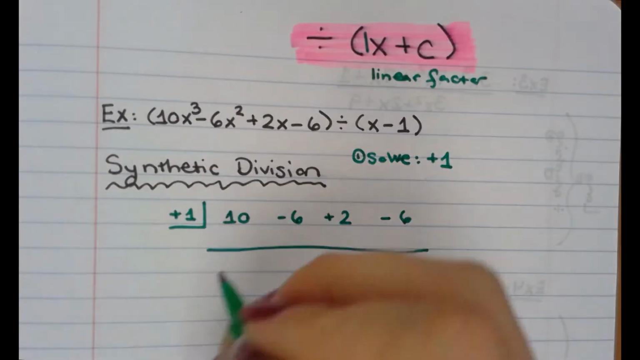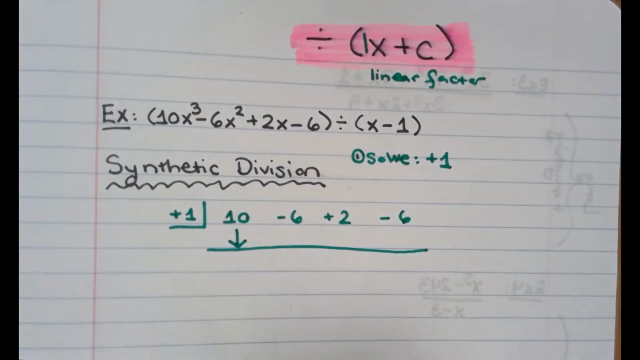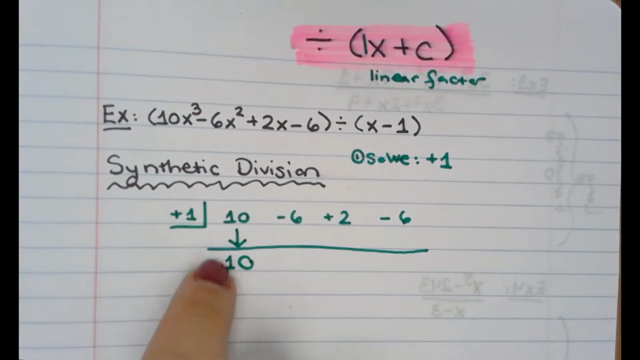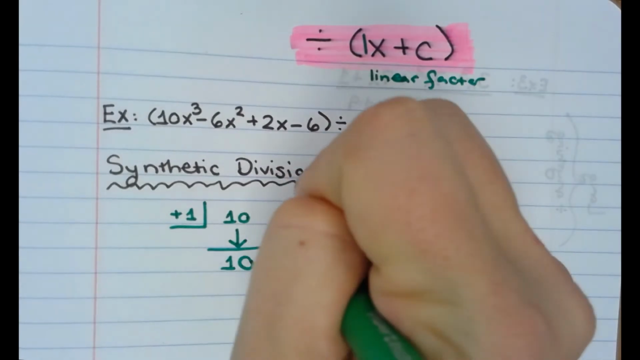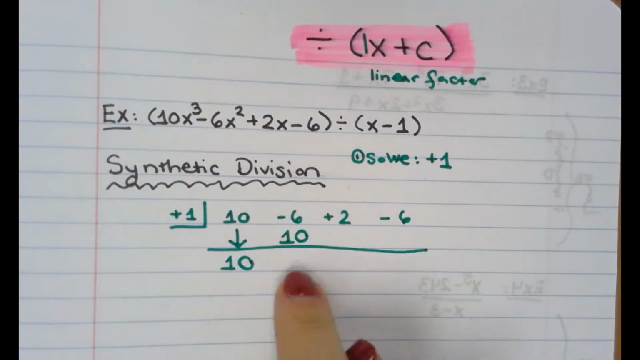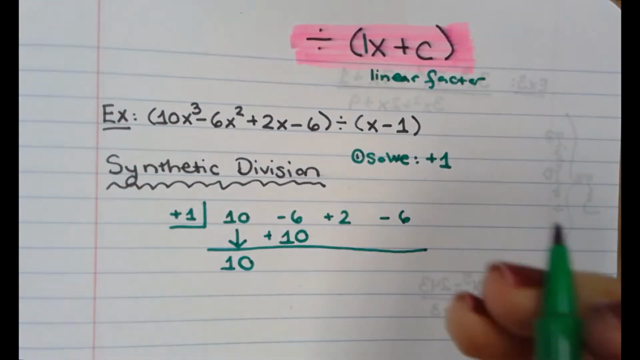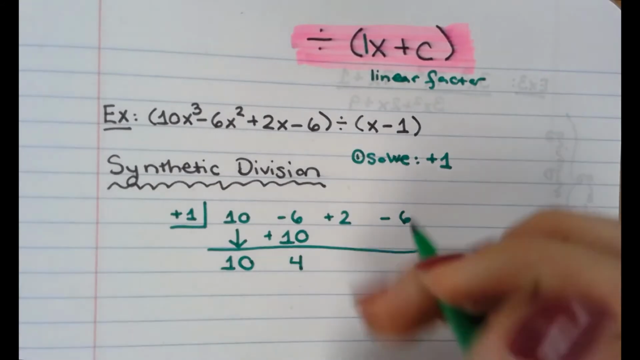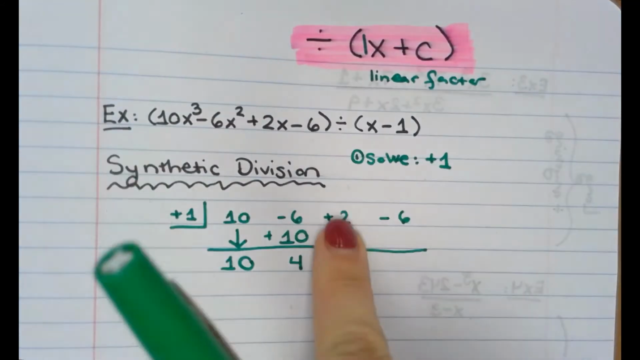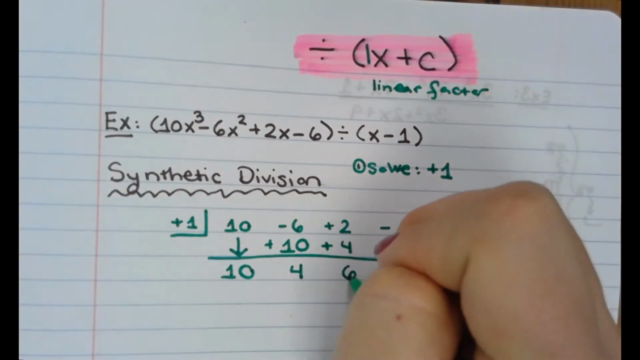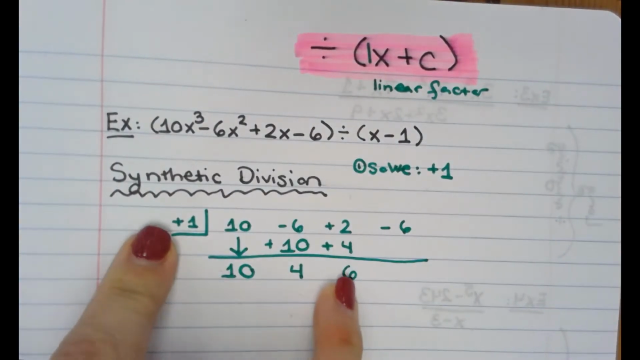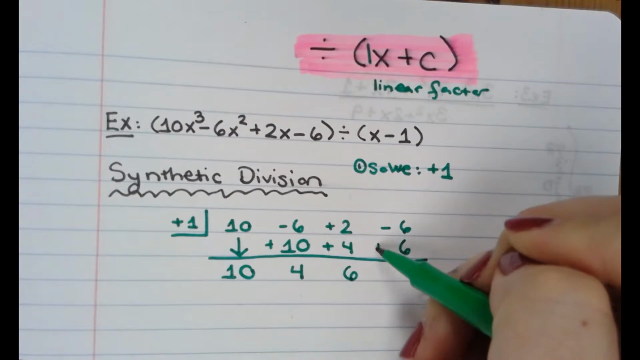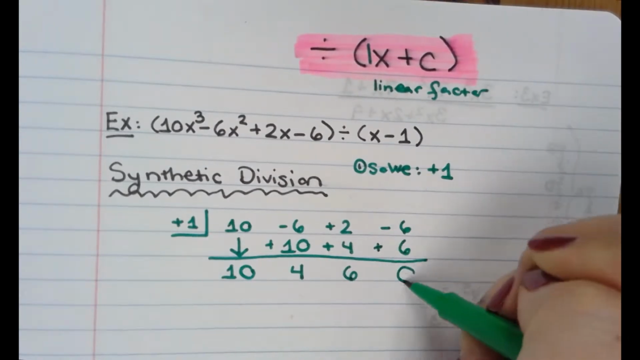Okay, so here we go. We never touch the first term, just like we did previously, so down drops the 10. And now the box is something you multiply with. So 10 times 1 is 10. Okay, and then you add straight down. Negative 6 plus 10 is 4. Okay, use the box and multiply. 4 times 1, positive 4. Okay, add straight down 6. Use the box and multiply. Positive 6. Add straight down, and we get to 0.